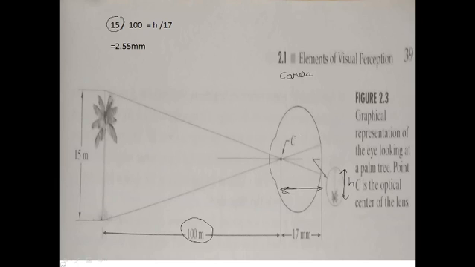Yes, sir. Okay, the main thing is: in a camera, the distance between the imaging plane and the lens can be varied, whereas the focal length is fixed. In the human eye, the focal length can be varied, but the distance is fixed.